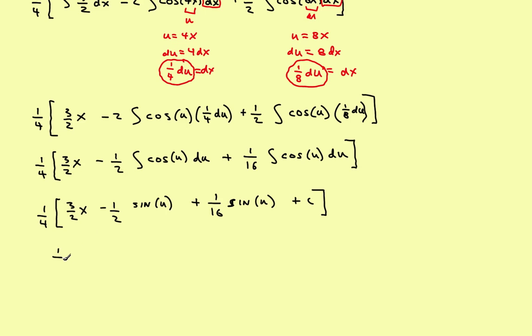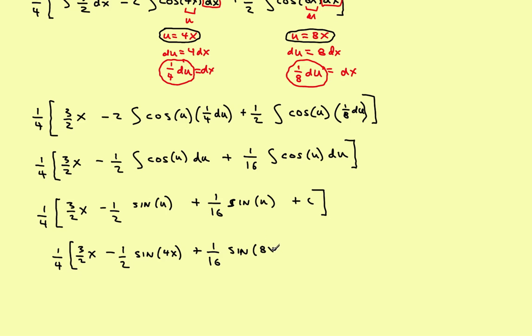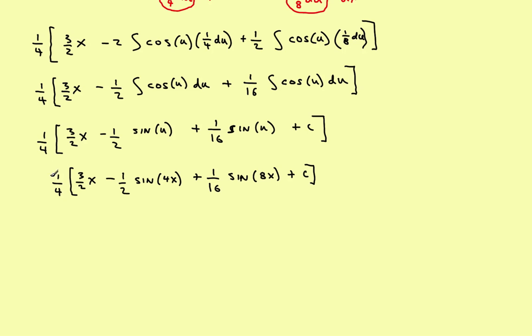So this is going to be 1/4 of 3/2 x minus 1/2 of the sine of, and in place of this u, you're going to replace it with 4x right here. So this one's going to turn into a 4x. Then you've got plus 1/16, the sine, and again on this problem, u was equal to 8x, so you'll replace this one with an 8x plus c. And then the final step to the problem is just to go ahead and distribute this 1/4.